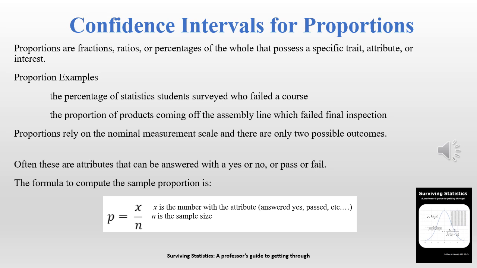So the formula to compute a sample proportion is x, which is the number that answered yes or passed, divided by the sample size. So if we surveyed 100 people and 10 of them had failed the test, then in that case the proportion would be 1 over 10.